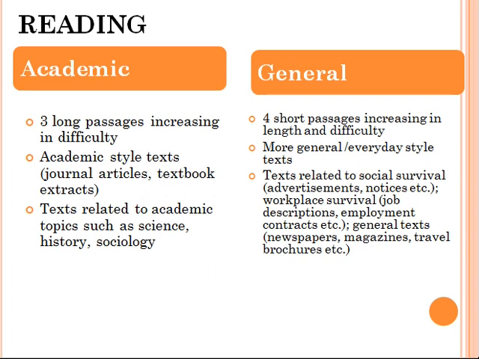General training test includes 4 short passages increasing in length and difficulty. It's more general, everyday style text. The texts are related to social survival, such as advertisements, notices, and so on. It also includes workplace survival, such as job descriptions, employment contracts, and the general text includes newspapers, magazines, or travel brochures.